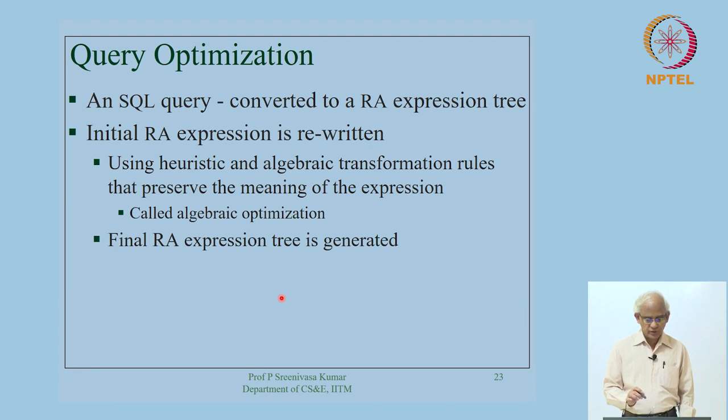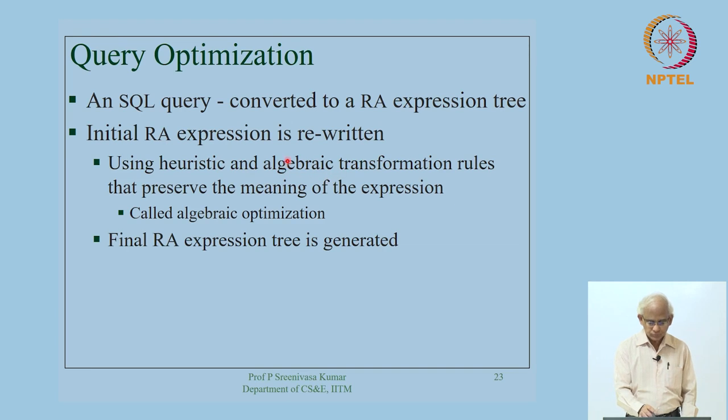when it is specified, it needs to be converted into a relational algebraic expression tree, and then we have been discussing various algorithms for executing these relational algebra operators. So, we need to choose those operators and then execute the query actually. But before we actually go ahead with the actual execution, what is normally done is to take this initial relational algebra expression and then rewrite it in a manner that it is meaning preserving, and that rewriting basically takes place using certain heuristics as well as algebraic transformation rules.